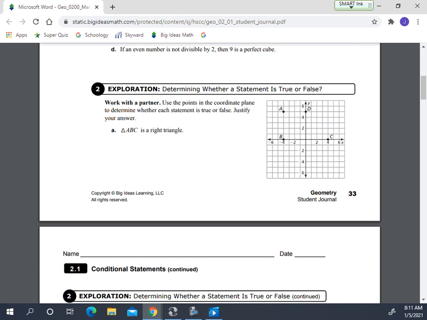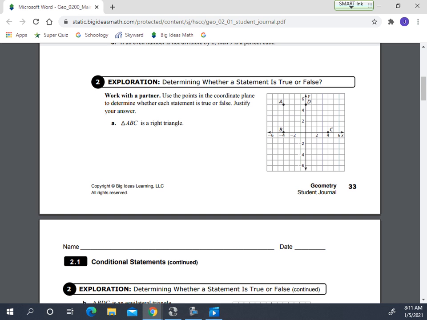All we want to do is use the points in the coordinate plane to determine whether each statement is true or false, and then justify. Okay, triangle ABC is a right triangle. Let's draw our triangle ABC. Goes A, B, C. Is that a right triangle? Yes, it is. Why? Because AB is vertical.